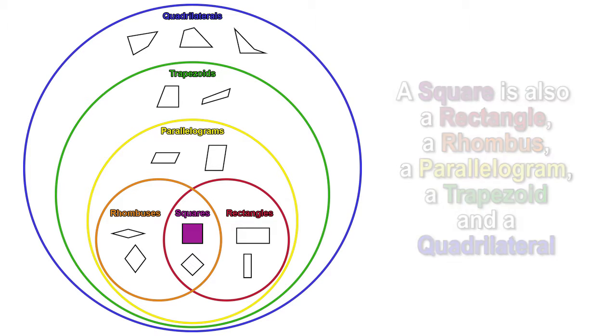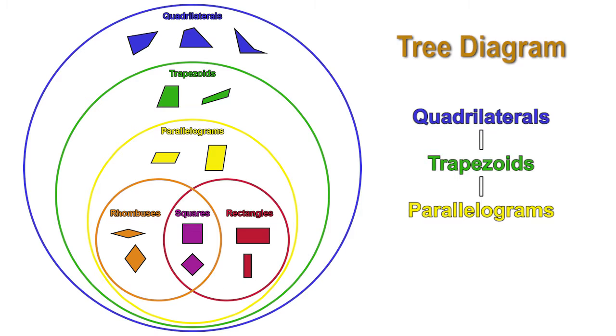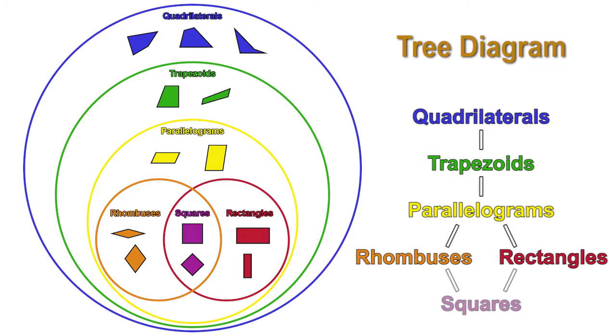Another skill students will learn will be to create a tree diagram. Let's reorganize the concentric circle diagram as a tree diagram. Quadrilaterals will be on the top, linked to trapezoids, linked to parallelograms. Then parallelograms branch out into 2 more subgroups of rhombuses and rectangles. Then the last category of squares is a subgroup of both rhombuses and rectangles.